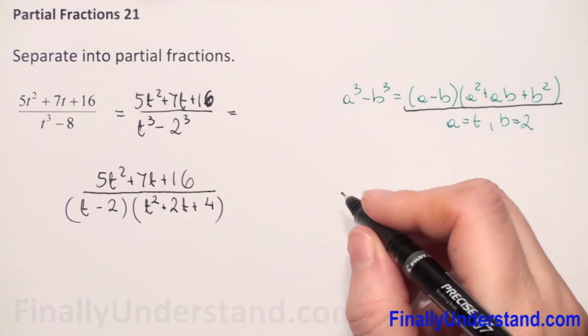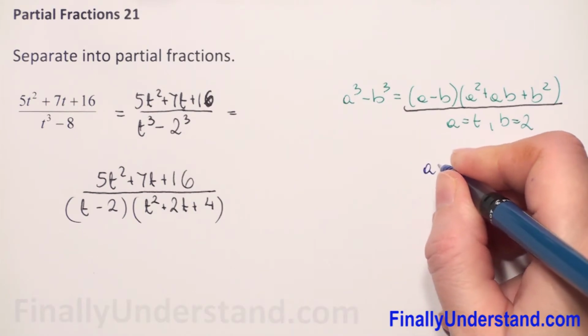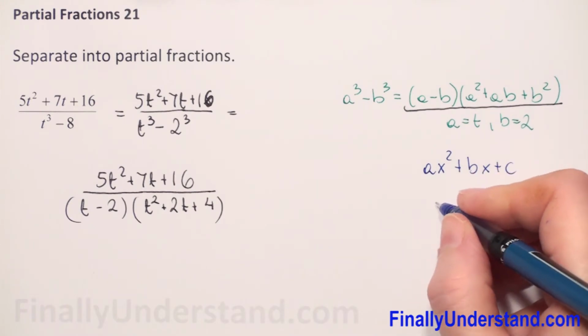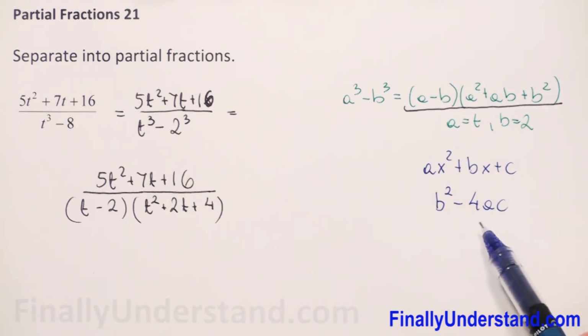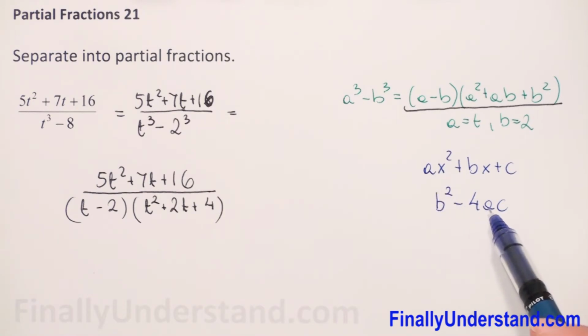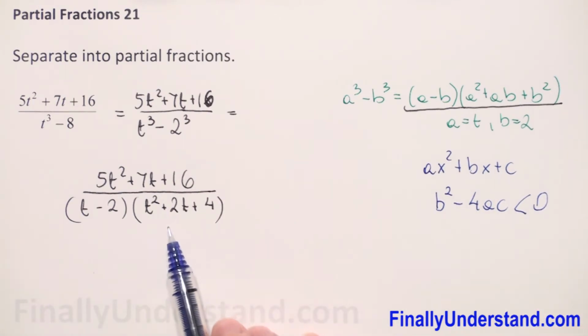Let me remind you of the formula. When we have the general form a x squared plus bx plus c, we need to find the value of b squared minus 4ac. If the value is greater than or equal to 0, we can find the real roots and we can factorize our denominator. When b squared minus 4ac is less than 0, it means that we don't have real roots. It means we cannot factorize this expression.